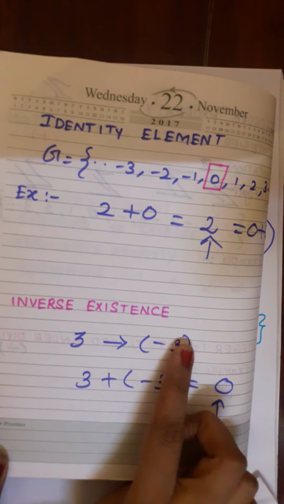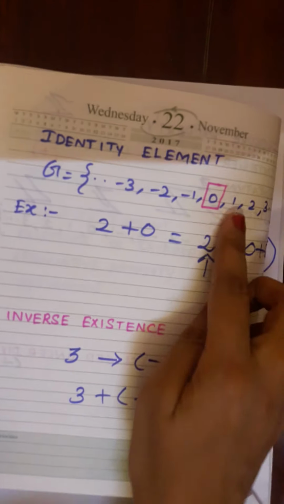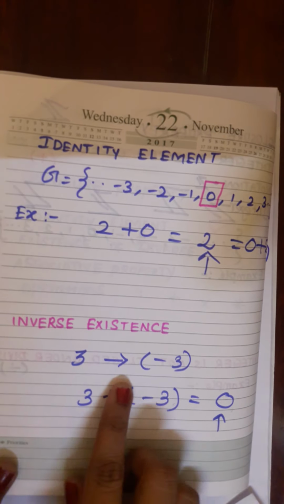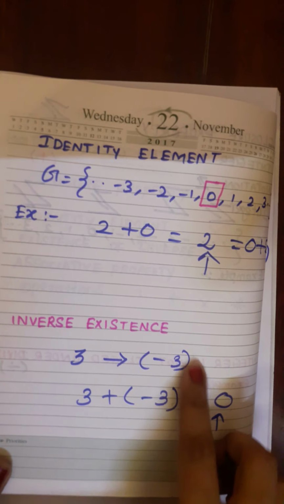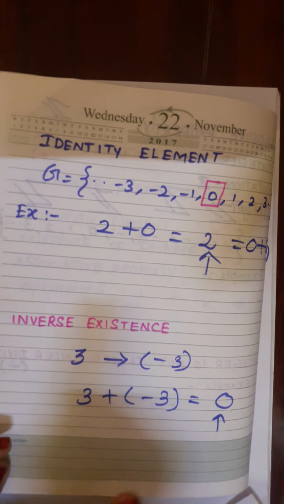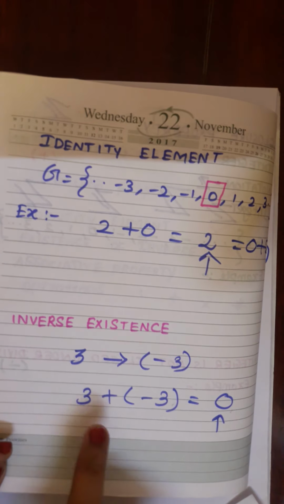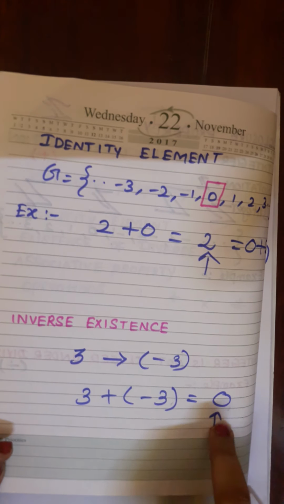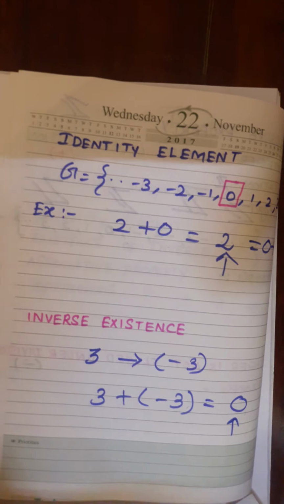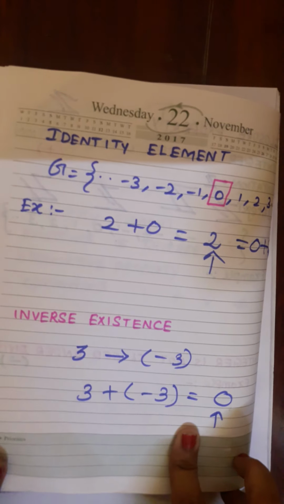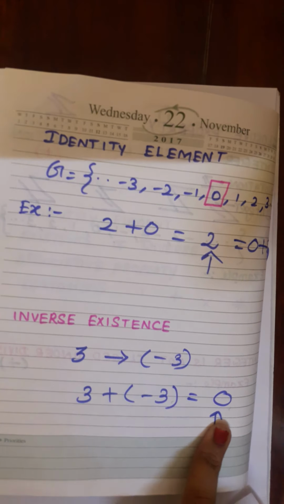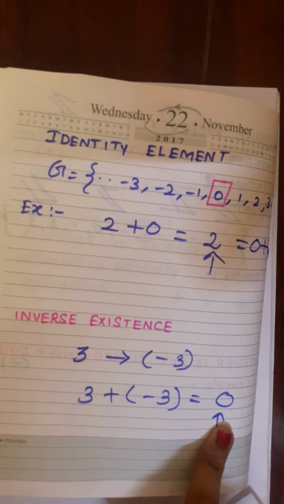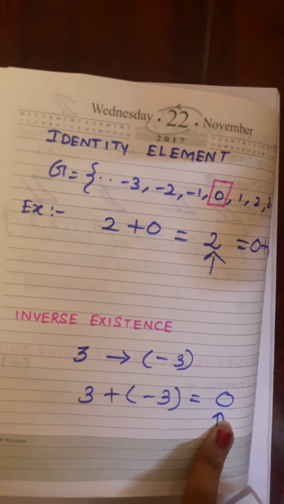And then inverse existence. I'm taking the 3 from the same set. The additive inverse for 3 is negative 3 and I'm performing the addition operation again. 3 plus minus 3 is 0. You have to get 0, the identity element. The identity element is 0, we know that already. This way you can prove the property of identity element and inverse existence, which is very easy.